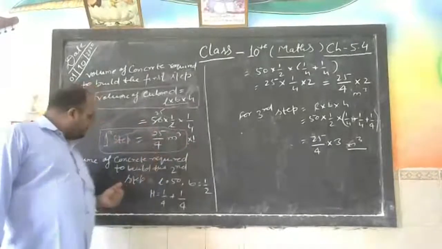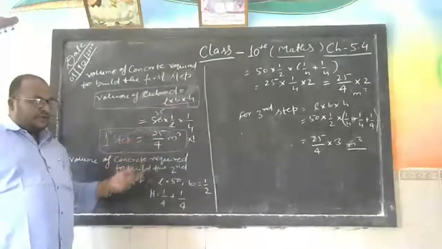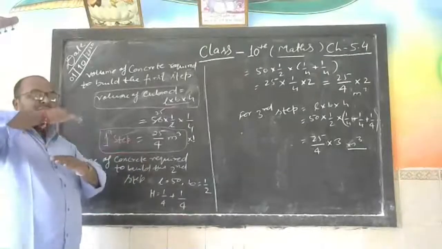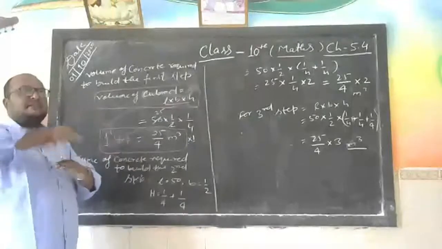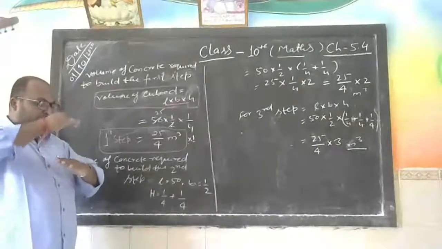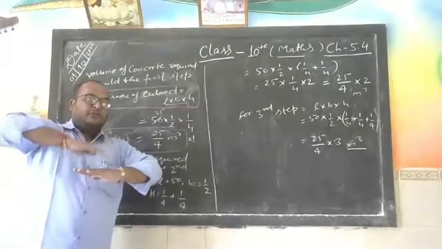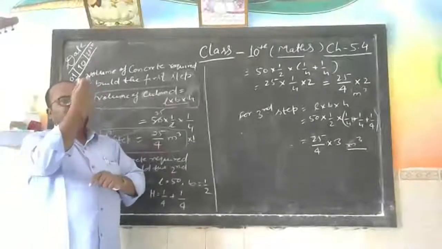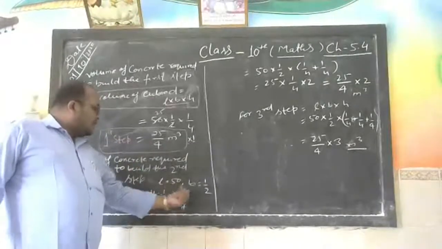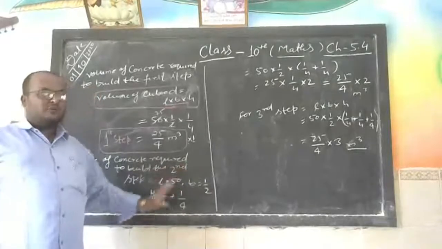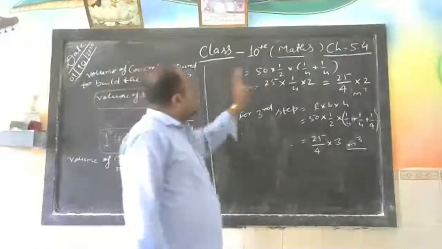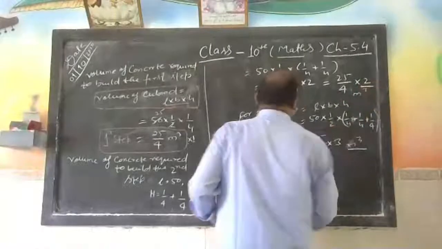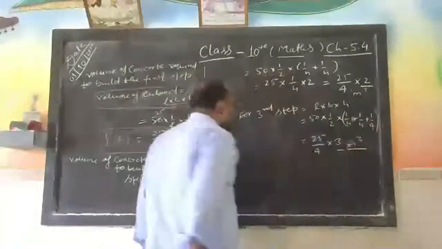Clear? Now for the second step, you know that the width and the length are the same, but the increment is in the height. When one step is here and the second step is built over the first step, then the height will be just double. So 1 upon 4 plus 1 upon 4, that is 2 upon 4, equal to 1 upon 2. So it is written here, for the second step this, and for the third step this.